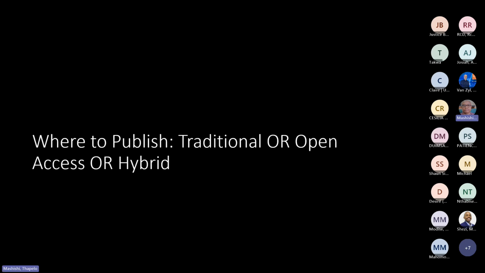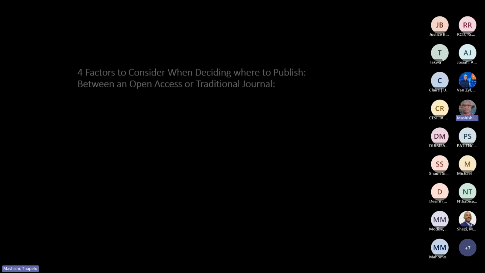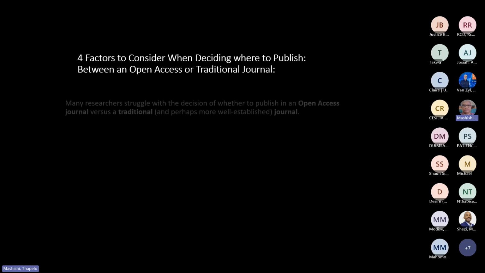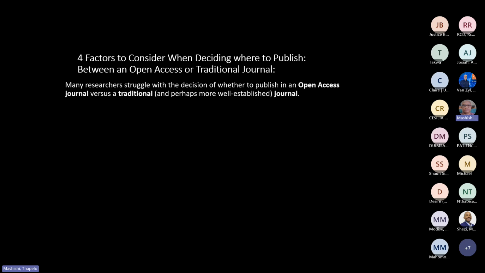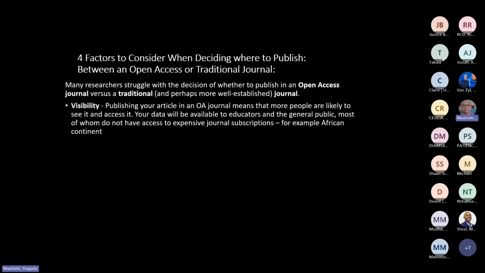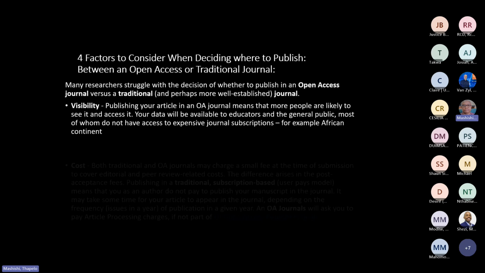Okay. If students or colleagues want to publish, where can they publish with open access? There are four factors to consider when deciding where to publish between open access or a traditional journal. Many researchers struggle with the decision whether to publish in an open access journal versus a traditional or perhaps a more well-established journal. The first is visibility. Publishing your article in an open access journal means that more people are likely to see and access it. Your data will be available to educators and the general public, most of whom do not have access to expensive journal subscriptions. For example, a lot of people on the African continent struggle with the affordability of journals.